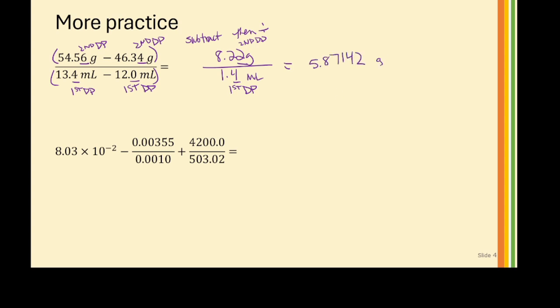5.87142 grams per milliliter. But now I'm going by quantity, because for the division, I'm going to count quantity. So this is 3 sig figs and this is 2 sig figs. So I'm going to do 2 sig figs, and I'm going to round this to 5.9.